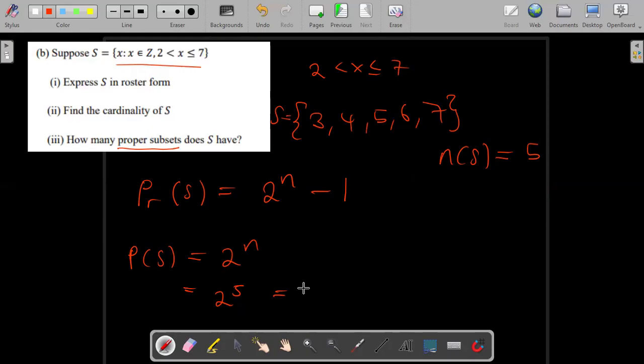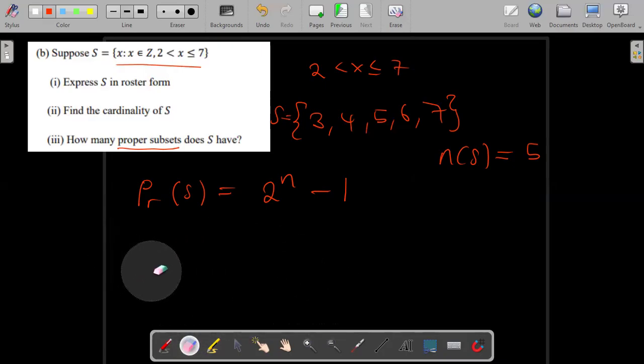That is going to give you 32. So 2 to the power 5 is 32, meaning I have 32 possible subsets that this set can take up. Now, notice that for a proper subset, when we're talking of proper subsets, let me go to what we were saying.